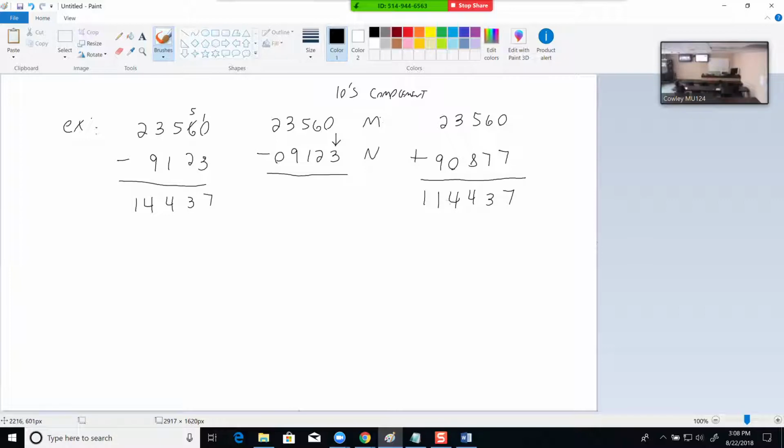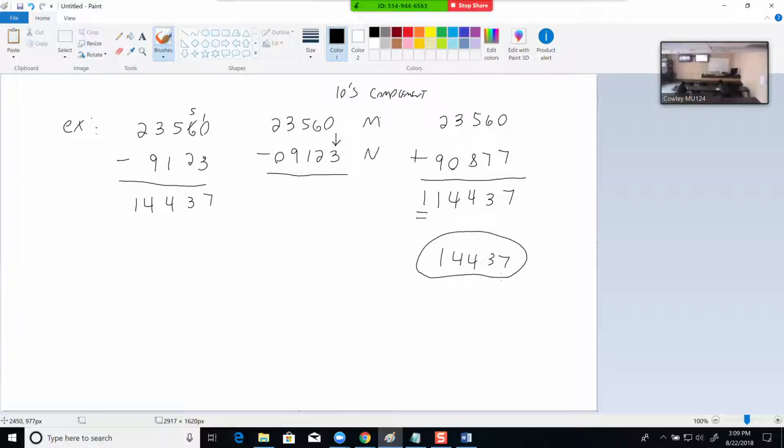Now remember, since M is greater than N, our algorithm says we need to drop this first digit. Basically, you're subtracting R to the little n power. So our answer is going to be 14437, which is what we came up with doing it the normal way. But in this case, we had to do zero subtractions. We just had to drop that first digit. Questions on that?